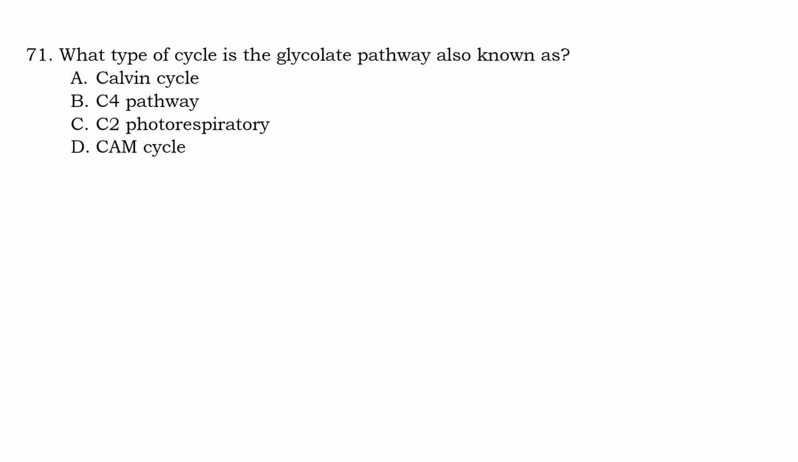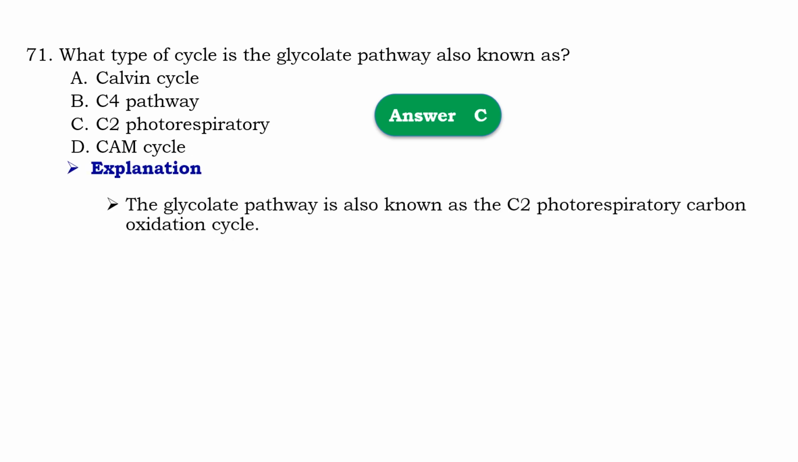Question number 71. What type cycle is glycolate pathway also known as? So that should be C. Carbon to photorespiratory. Means that the glycolate pathway is also known as carbon to photorespiratory carbon oxidation cycle.